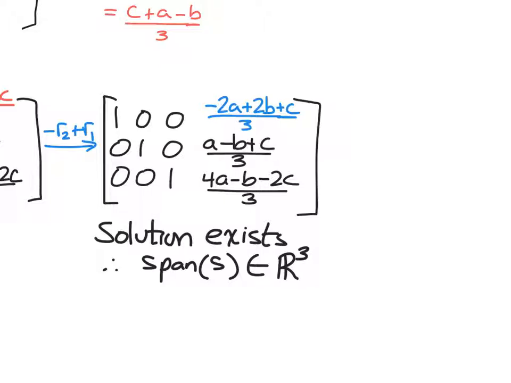What would a non-solution look like? What would it look like if it weren't to span that thing? You would get all zeros here and then a value in that last column. Because what you end up with is a contradiction somewhere. Anywhere that there's a contradiction means that there's no solution. But what if it's all zeros? If it's all zeros, then that's fine.